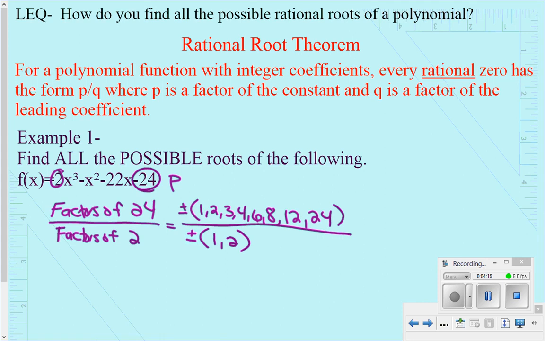So now what we need to do is simplify this so we have our final answer, our final list, our final p over q.